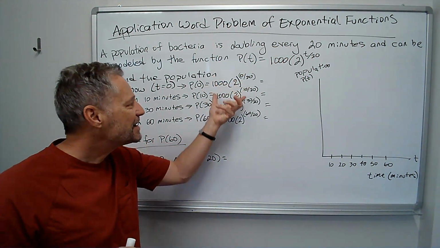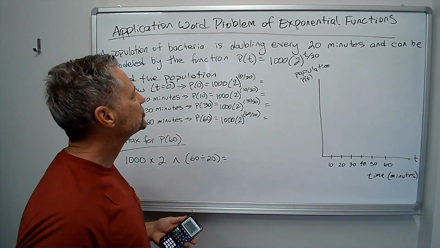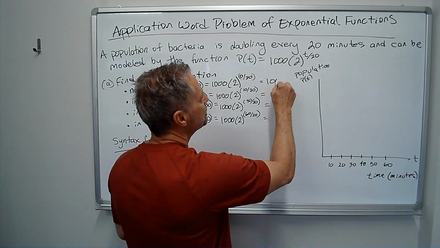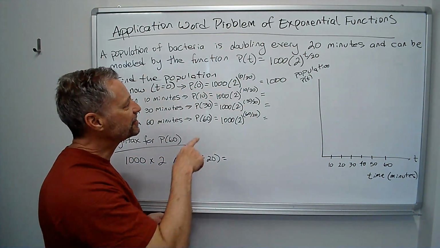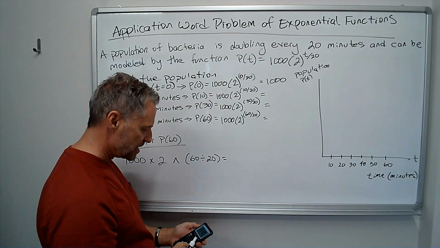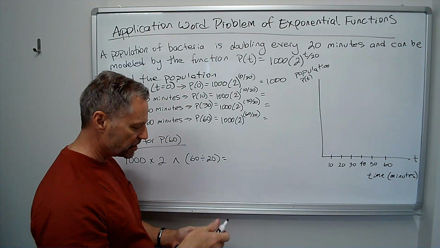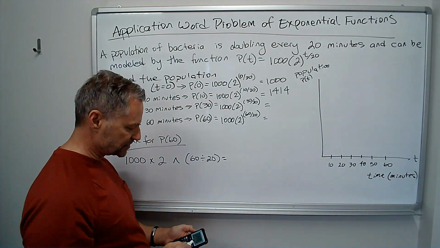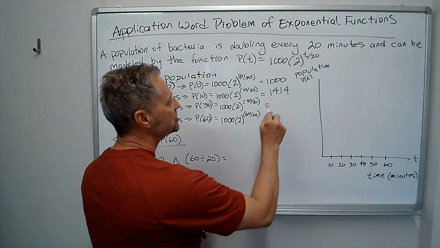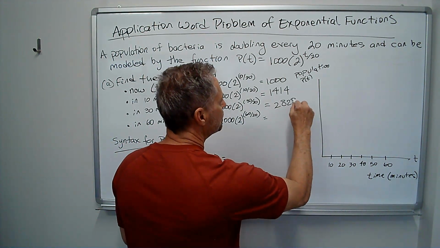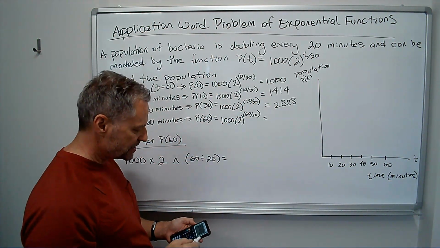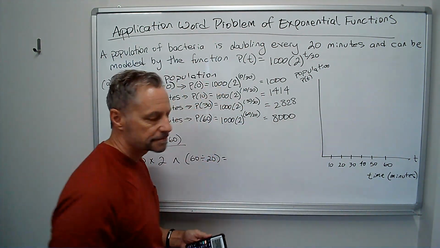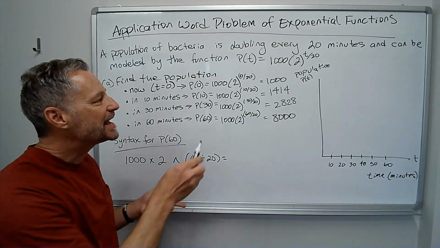Okay, so I've done all these on my calculator. So the first one, notice this is just 0 power, 2 to 0 is 1, so that's just going to be 1,000. So right now we're starting at a population of 1,000. After 10 minutes, rounded to the nearest whole number, I get 1,414. After 30 minutes, I get 2,828. Notice it doubled from this. And then after 60 minutes, I get 8,000. All right, so that's my answers.